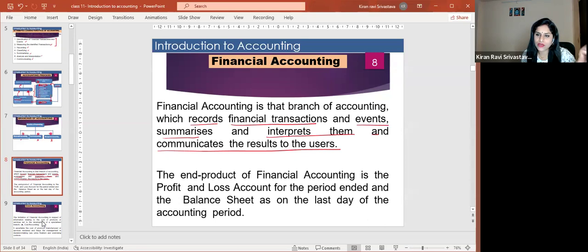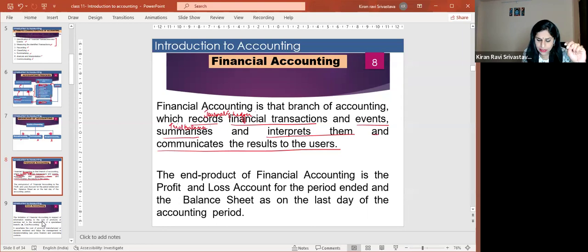So here they have used the words financial accounting: that branch of accounting which records financial transactions, economic transactions, and events. And after recording, what does it do? It summarizes, it interprets. So where does the recording happen? The recording happens in the journal and ledger. Then it summarizes. Where does the summary happen? The summary happens in the trial balance.